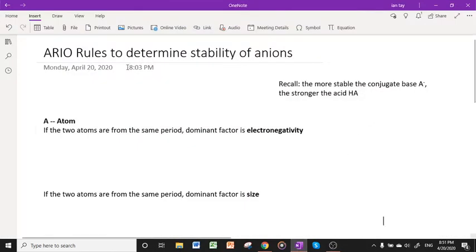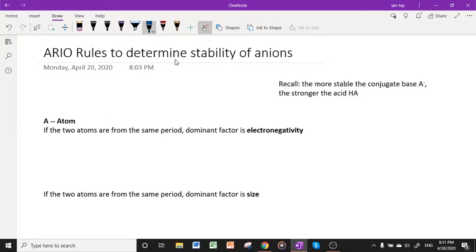Hello and welcome back to my series called The Added Edge, which is to give you additional knowledge to augment your understanding of the H2 syllabus and help you score even better for H2 chemistry examinations. So today's topic is ARIO rules to determine stability of anions. ARIO is basically an acronym. It stands for the factors that determine the stability of a particular organic anion.